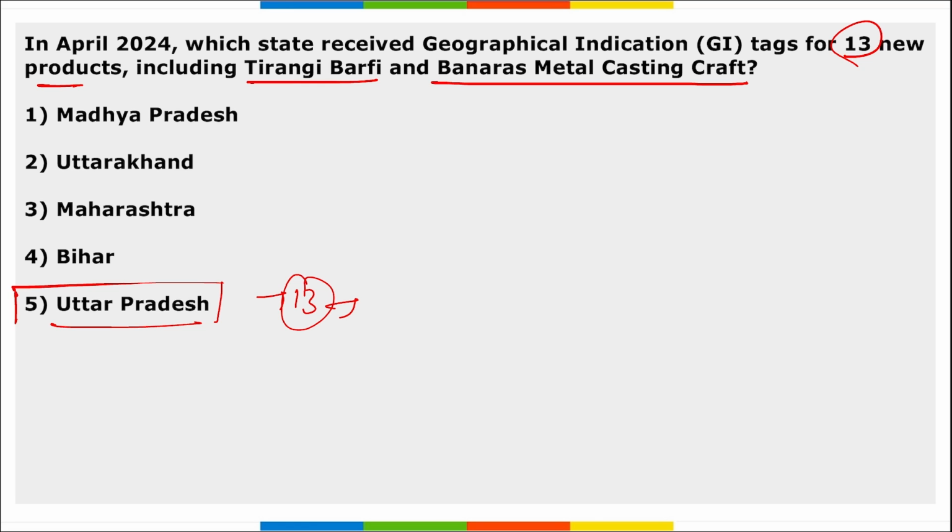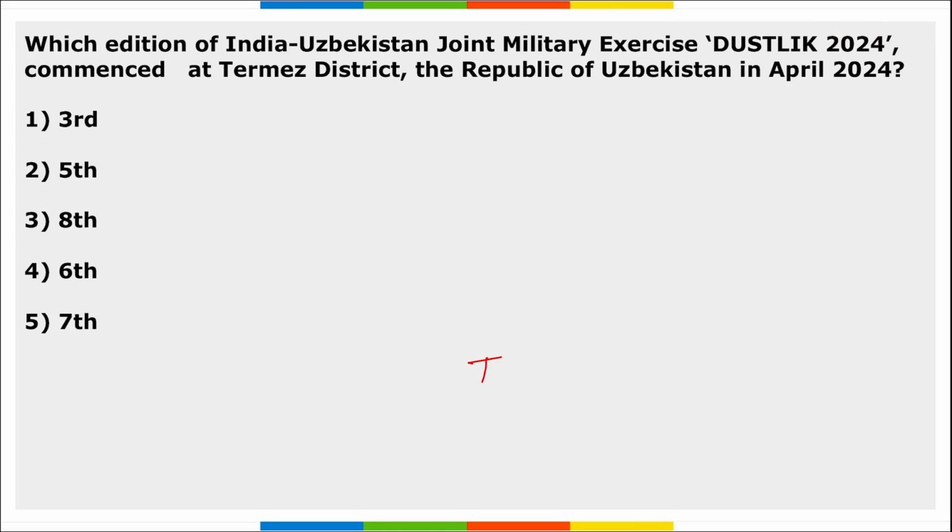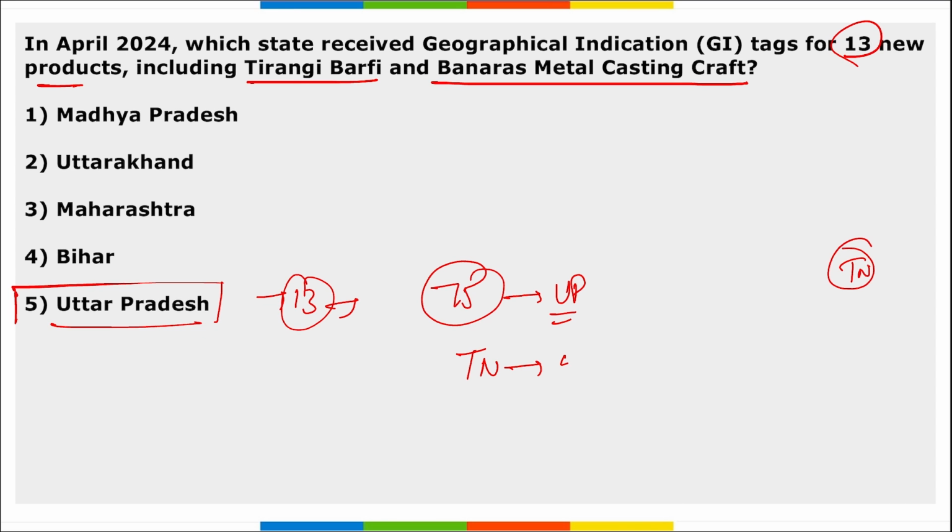Right, and now UP has a total of 75 GI tags, that has the highest number of GI tags in India. Earlier it was Tamil Nadu, now it is UP with the highest number of GI tags. Tamil Nadu is on second position with 58 GI tags.